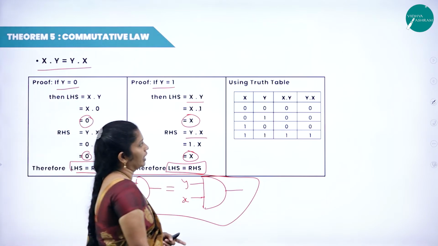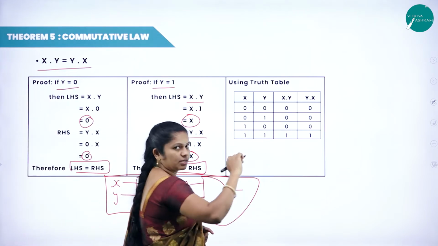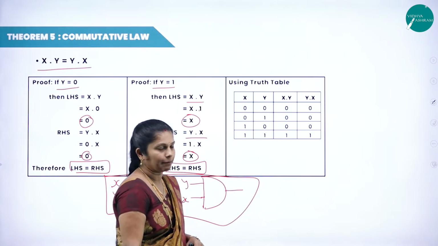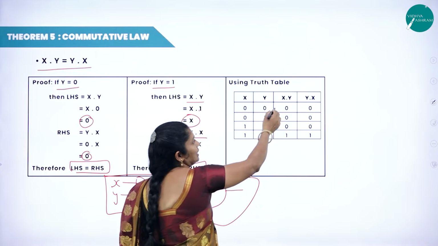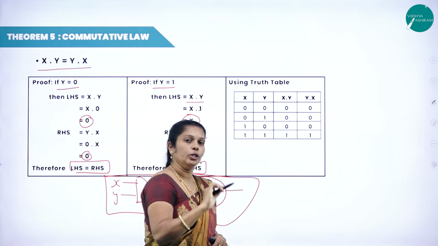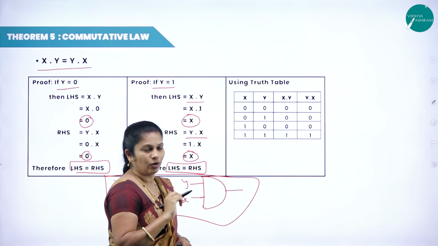Now we will write the truth table for that one. First, 2 variables means 4 combinations. That's why 00, 11, 01, 01 we used to write. But when you come to x into y, that is the AND operation, in that case, when all the inputs are 1, then only the output becomes 1 here.